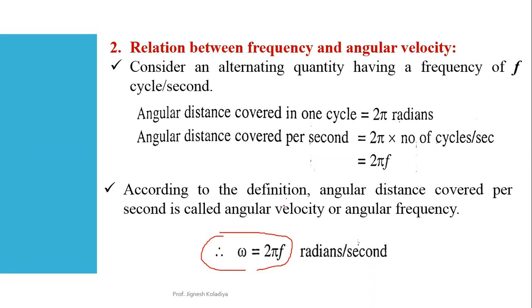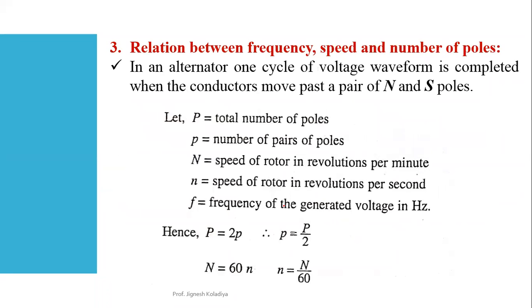Today we will start with our third important relation. Then after we will see the form factor and peak factor. And finally, we will solve numericals based on RMS value, average value, form factor and peak factor. Okay, so the third relation is the relation between frequency, speed, and number of poles.